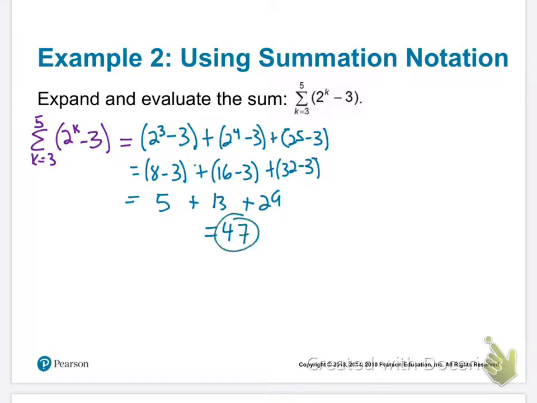47. Double check my math. Okay, and then we have one more example, and then we have some try it yourselves.